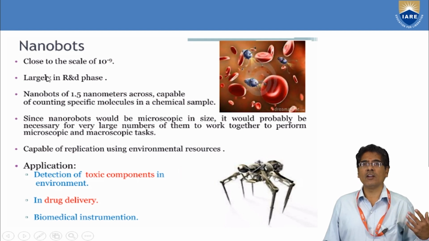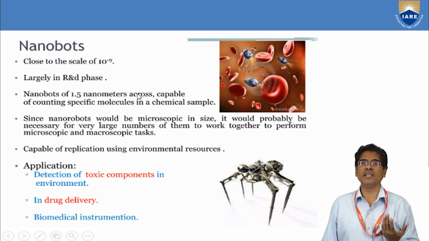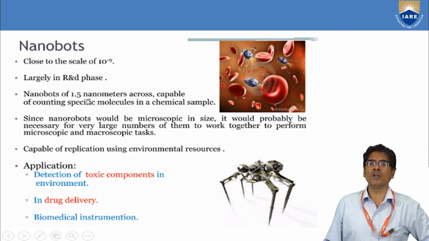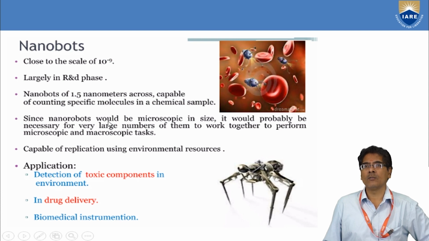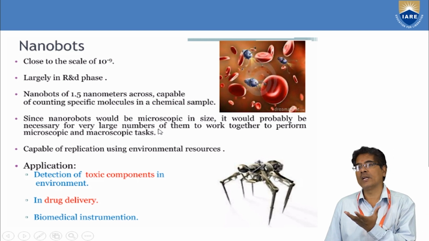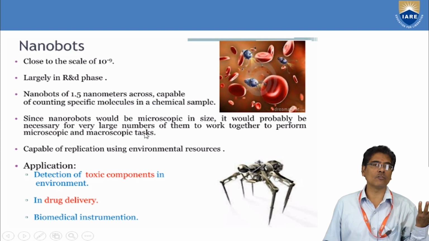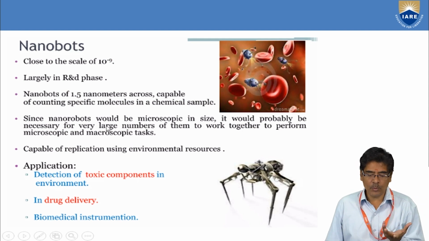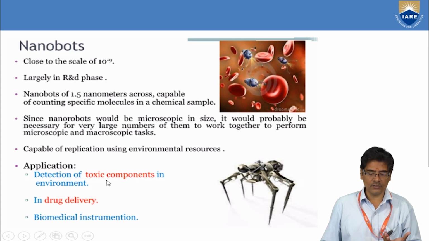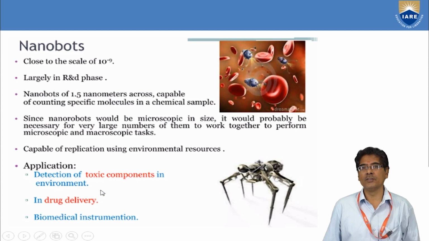That is what nanobots are, close to the scale of 10 power minus 9, largely in the R&D phase. Nanobots of 1.5 nanometers across, capable of counting specific molecules in chemical samples. These nanorobots would be microscopic in size. It would probably be necessary for very large numbers of them to work together to perform microscopic and macroscopic tasks, capable of replication using environmental resources. So the applications are detection of toxic components in the environment, drug delivery, and biomedical instrumentation.